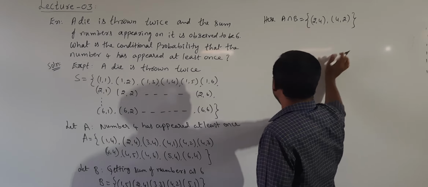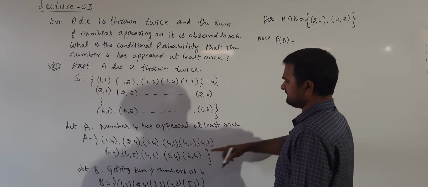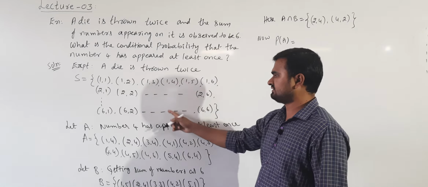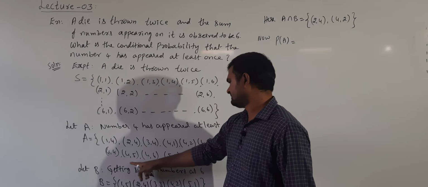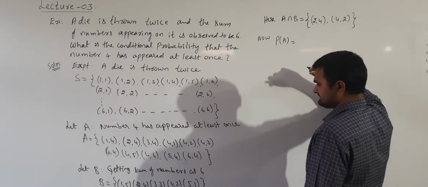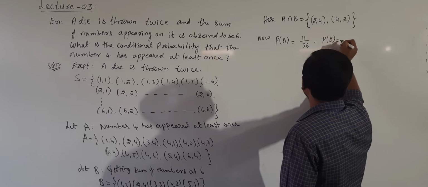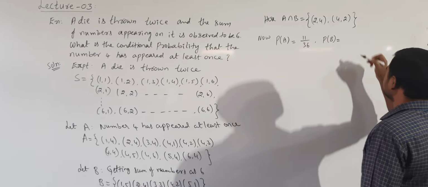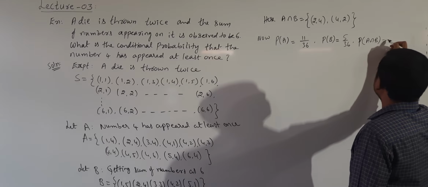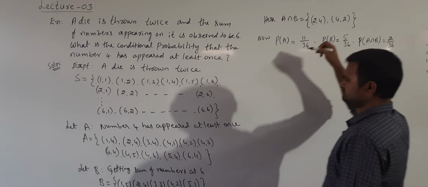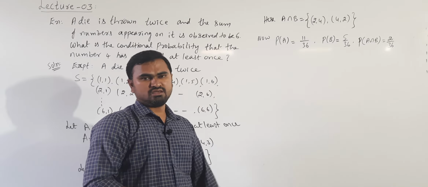Now we can write the probabilities of the events. What is the probability of A? It is n of A by n of S. n of S we know is 36. n of A: how many elements are there in A? 3, 6, 9, 10, 11. So there are 11 elements in A, so 11 by 36. P of B has 5 elements, so 5 by 36, and the probability of A intersection B is 2 by 36. No need to cancel, you can simplify it later. So these are the probabilities of events A, B and A intersection B.